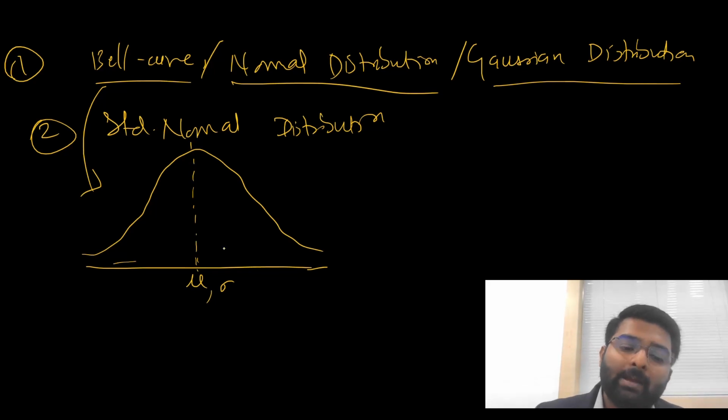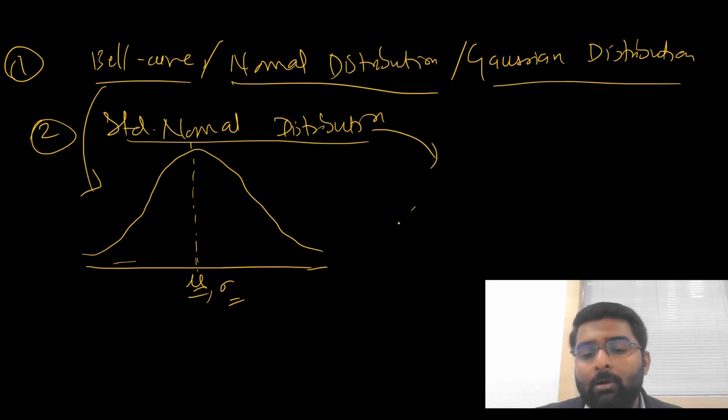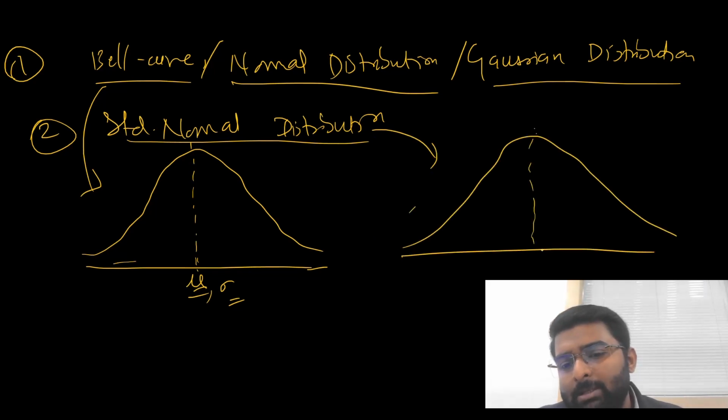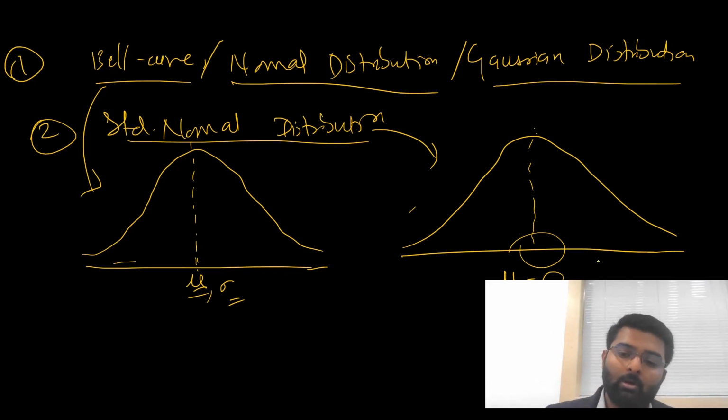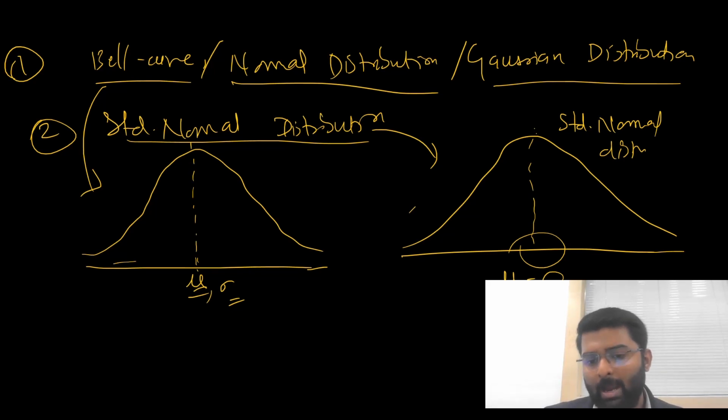The values of mean and standard deviation are not given, but when it comes to standard normal distribution, the value of mean, which is nothing but the central region, is going to be 0 and standard deviation is going to be 1. Please remember, when it is standard normal distribution, your mean is always 0 and your standard deviation is always 1.